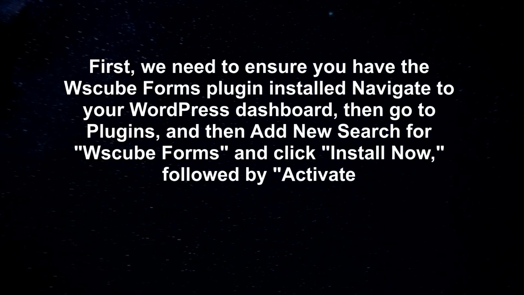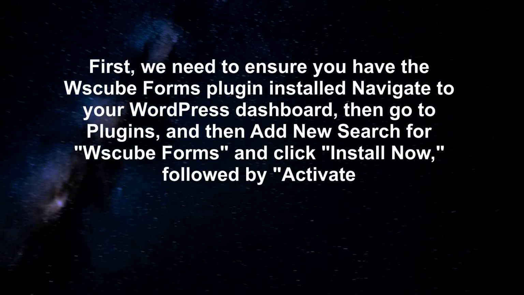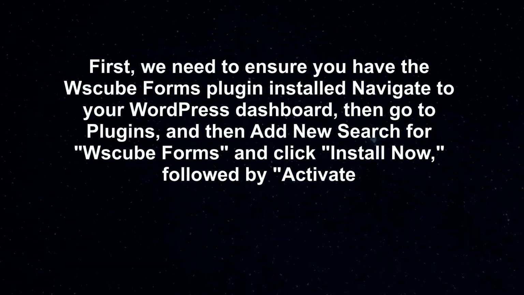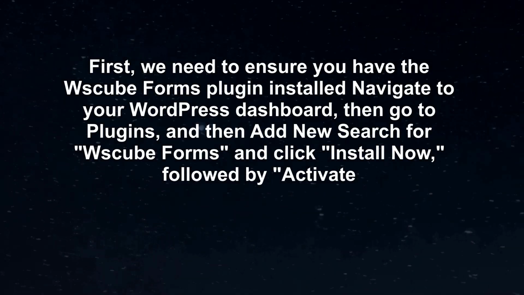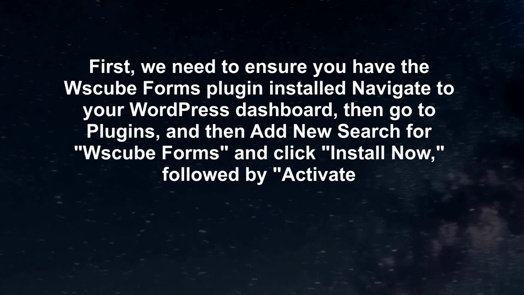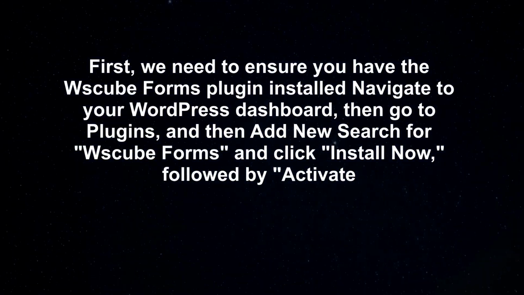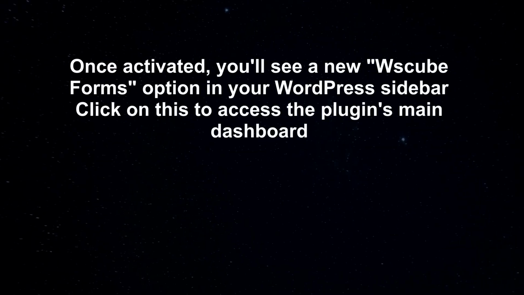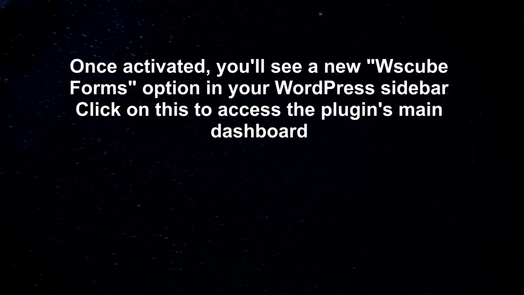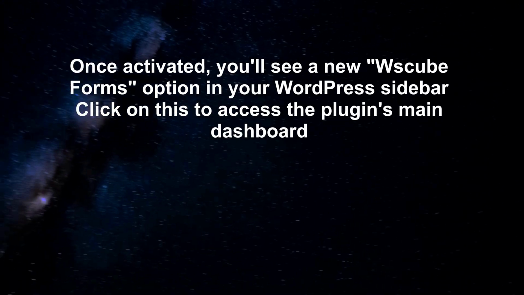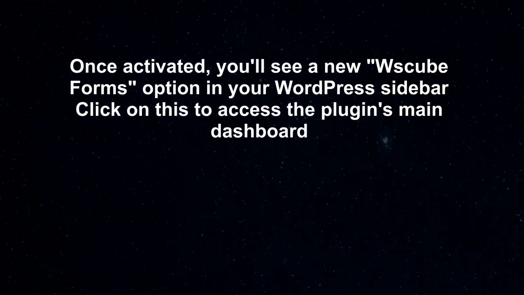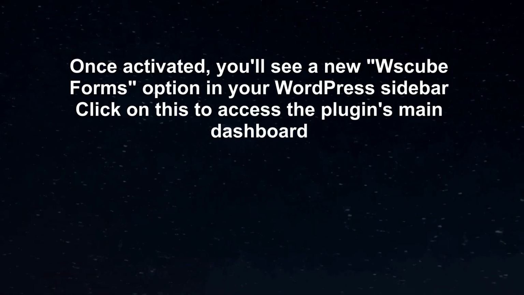First, we need to ensure you have the Wscube Forms plugin installed. Navigate to your WordPress dashboard, then go to Plugins, and then Add New. Search for Wscube Forms and click Install Now, followed by Activate. Once activated, you'll see a new Wscube Forms option in your WordPress sidebar. Click on this to access the plugin's main dashboard.